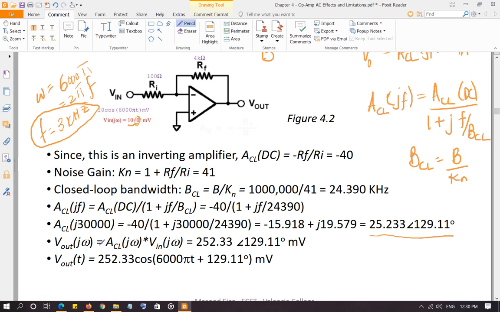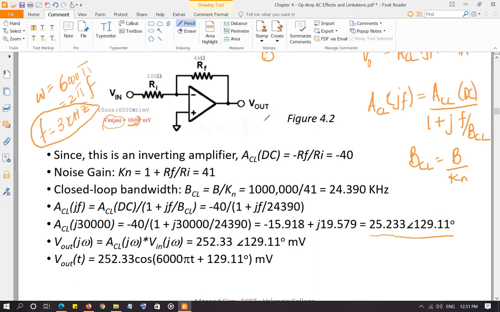So we go ahead and then we calculate the output voltage, V out j omega equals ACL j omega times V in j omega, and that is basically this number. And remember, when you're multiplying two complex numbers which are in the polar form, you multiply the magnitudes and you add the angles. That's how you multiply two complex numbers that are given in the polar form. So your result is 252.33 angle 129.11 millivolt.